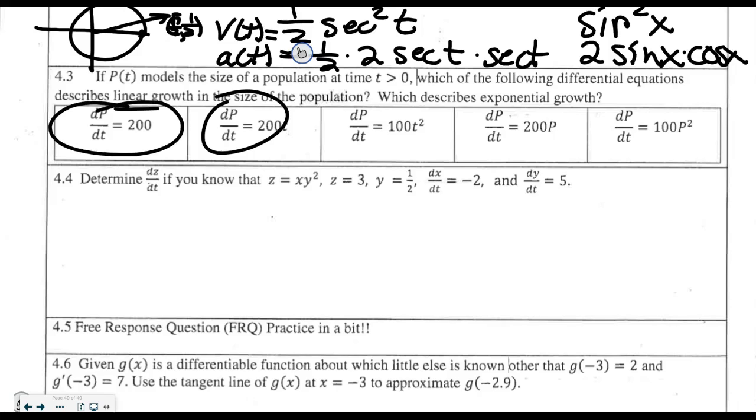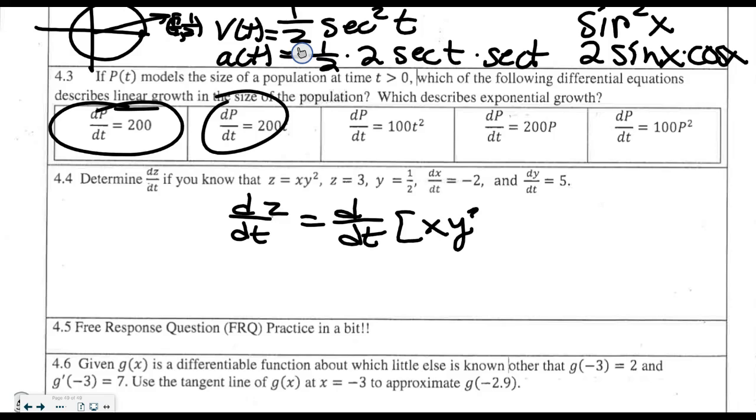What scale is the number 4.4? What is that when it says determine this is a what? Related rate in an abstract way. Who cares? We need to take the derivative of both sides with respect to what variable? T. So we need to do dz/dt equals the derivative with respect to t of these. Boom.